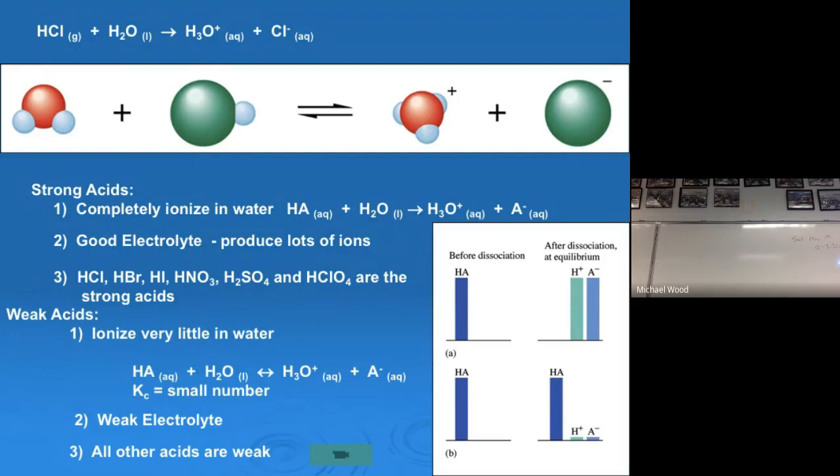For this little demo I'm going to do, I'm going to use the same acid, the 6 molar hydrochloric acid that we use in the lab. And really, it's not HCl that's in the solution, but H plus ions and Cl negative ions. It's a good electrolyte. Again, I will demonstrate that today. And it produces a lot of ions.